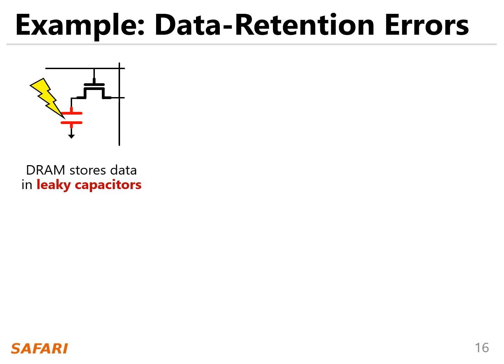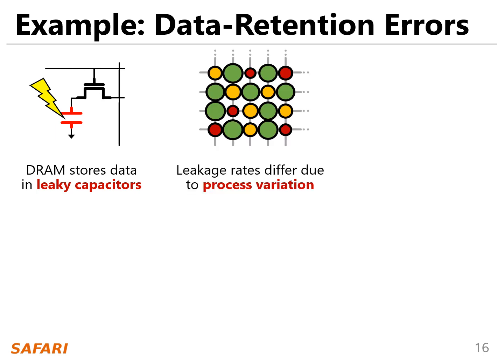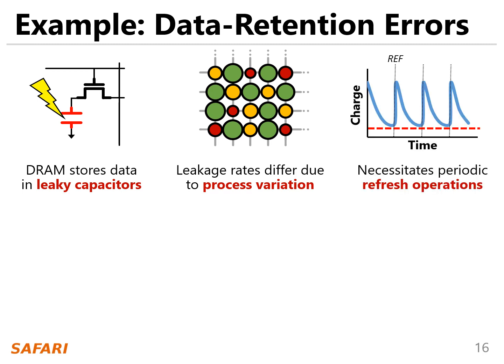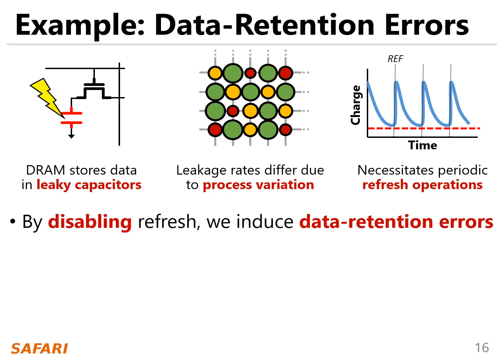So DRAM fundamentally stores data in leaky capacitors that are susceptible to various different charge leakage mechanisms. Now it turns out that the leakage rates differ cell to cell all around the device due to process variation. And this necessitates a periodic refresh operation, which periodically restores the charge in all of these cells in order to make sure we don't lose the data that we're trying to store. Now, by disabling this refresh operation, we can induce what are called data retention errors.